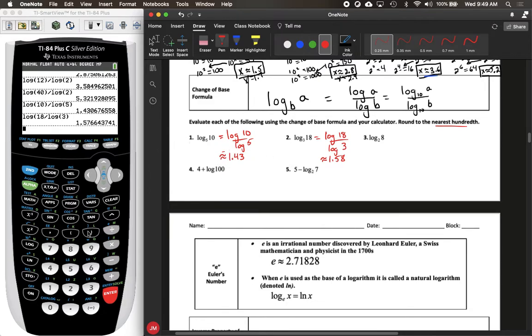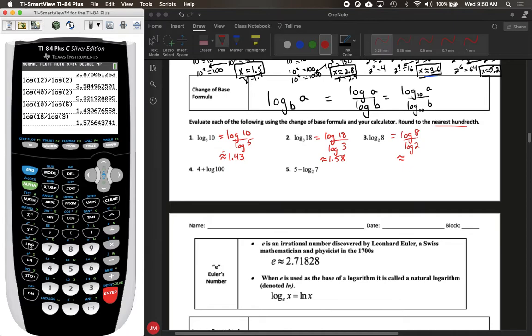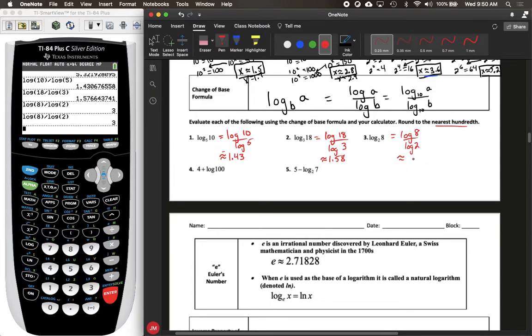Okay. For the next one, on number 3, we're looking for log base 2 of 8. So we can find that by taking log of 8 divided by log of 2. So let's see what that gives us. That gives us the number 3. And that was a whole number. So actually, we don't need the approximation symbol this time. We can say that it's exactly 3. And if you think about why that is, think about what the log is asking. 2 to what power is 8? Well, we actually probably could have just done that without the calculator because 2 to the power of 3 clearly is 8.